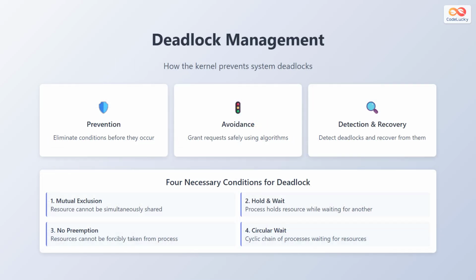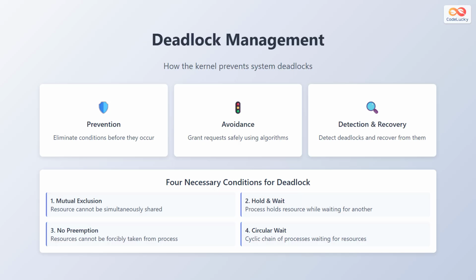A deadlock occurs when processes get stuck waiting for each other indefinitely. The kernel prevents deadlocks through 3 approaches. Prevention eliminates the conditions that cause deadlocks before they occur. Avoidance carefully grants resource requests to prevent circular dependencies. Detection and recovery identifies when deadlocks happen and breaks them up.